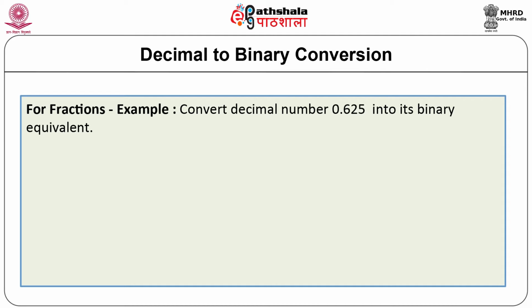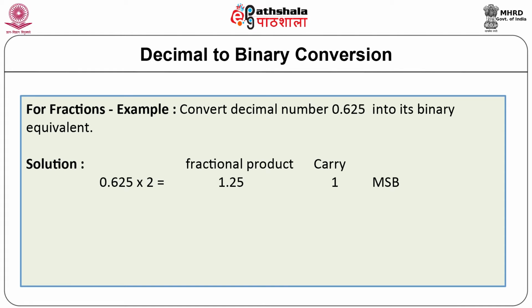Let us convert the fractional decimal number 0.625 into its binary equivalent. The decimal number is multiplied by 2 and the carry is recorded in the integer position. 0.625 is multiplied by 2 to get product 1.25, indicating carry as 1, which is treated as MSB.